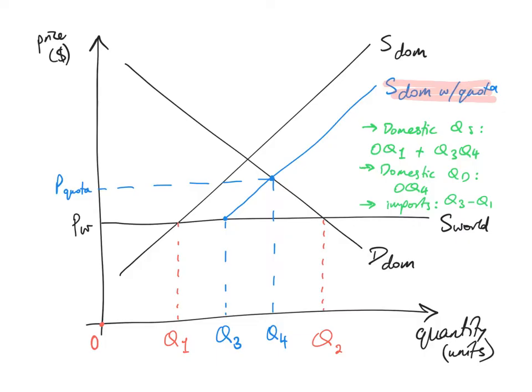So the domestic supply curve shifts from SDOM to SDOM plus quota. Now, domestic quantity supplied is 0Q1 plus Q3 to Q4. The imports is the amount of the quota here, which is Q3 minus Q1, and domestic quantity demanded falls from Q2 to 0Q4. So you can see there's an increase in domestic quantity supplied and a decrease in the amount of imports. The quota creates an artificial shortage which pushes the price up to P quota.